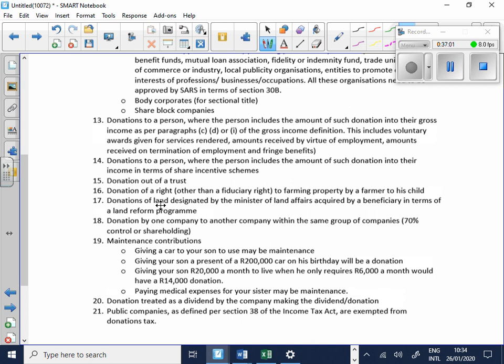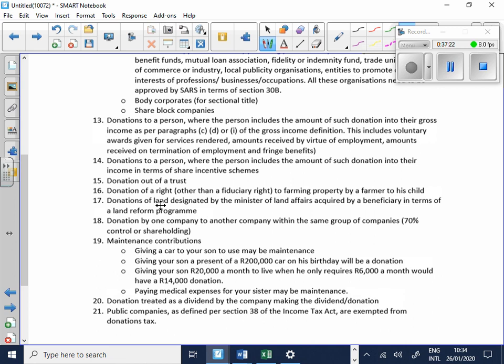Donation of a right other than fiduciary to a farming property by a farmer to his child. So when he goes, "Son, you can take your sheep and graze over there." No donation. Right. If he gives you the land, it's a donation. But if you want to go graze your cattle there, it's fine.